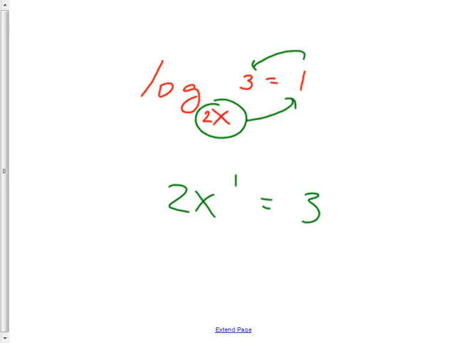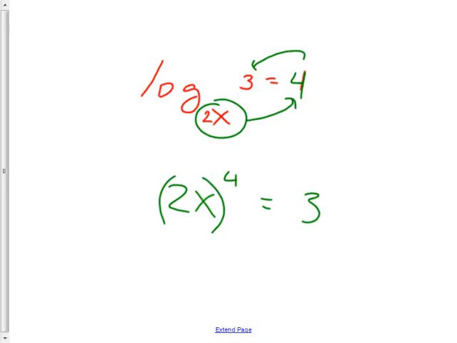Now, is it just the x that gets to the first? This is important. False. This whole thing is put to the first power. Now, in this case, when you're putting something to the first power, it really doesn't matter much. Anything to the first power just stays itself. But what if this had been a 4 over here? Then it would have been 2x to the 4th, and then it matters if it's just the x or if it's the 2 and the x.